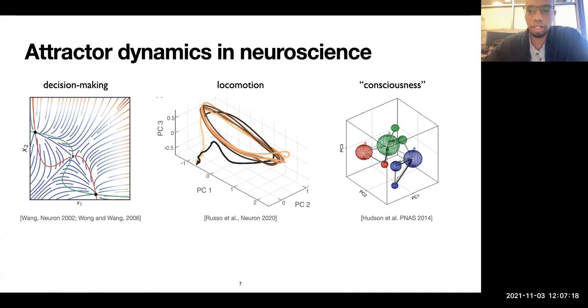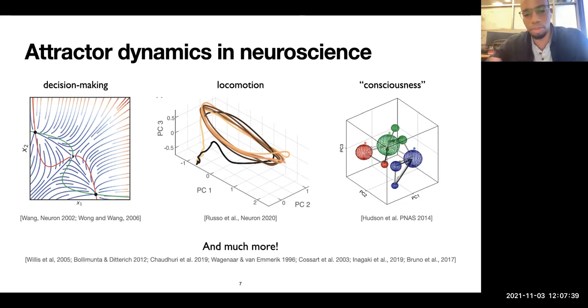Metastable and multi-stable attractors are also pretty prominent in neuroscience as well. So here we have the study from Hudson et al. What they did is they examined the latent state, or the cognitive state, of a human going through different levels of anesthesia. And what they found is that as the human is recovering, it visits these different hubs, where each of these hubs corresponds to metastable or stable states.